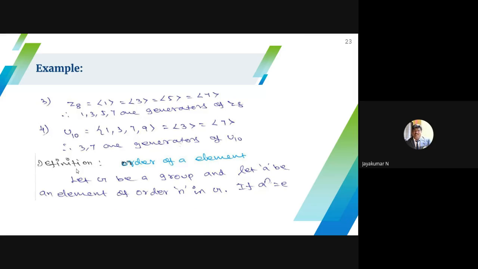Next, order of an element. What do you mean by order of an element? Let G be a group and let A be an element of G. A has order n if A power n equals E. That means, simply, suppose you want to find the order of an element, just raise the power of the element. Choose an element from your group, then raise the power, a power 1, a power 2, a power 3 and so on. Wherever you get the identity element, that power is called the order of the element.